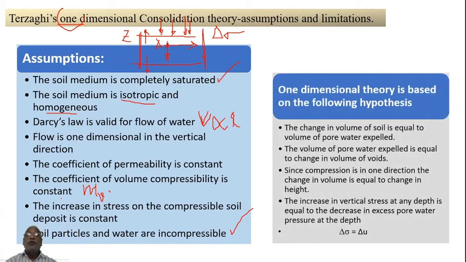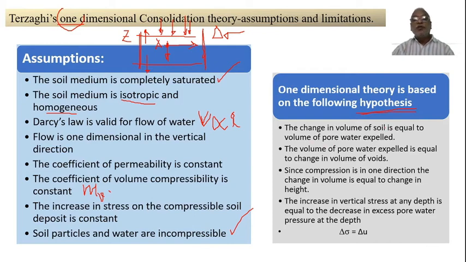Now what are the limitations? Limitations: the one-dimensional theory is based on the following hypothesis. Okay, limitations I have not told here. In the next slide I will be talking about them. Here is one hypothesis that we'll be discussing.